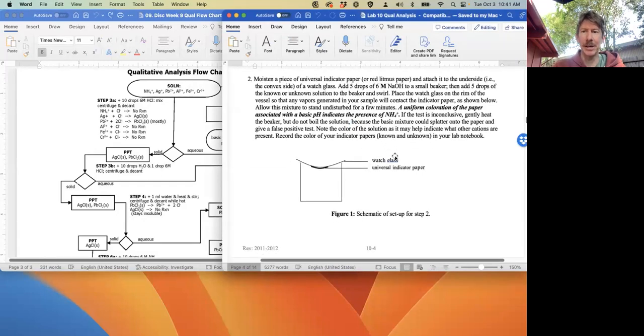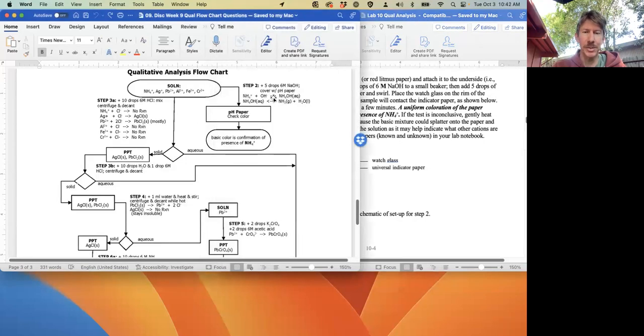And that gas will then be detected on a pH paper. This is the lab 10 actual lab paper. You've got some drops of your unknown down here, or known, because you're doing them separately, not together. And when you add the 6 molar sodium hydroxide, place the pH paper on the underside of a watch glass on top of a beaker. And you can see all of the detailed instructions are here. When you make your flow chart, you're just abbreviating them.